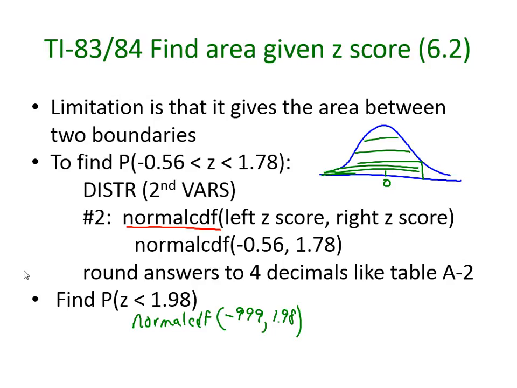So we still get that 0.9761 that we had before. And that's the same thing that the tables are giving you as you're doing things. Questions on that one?